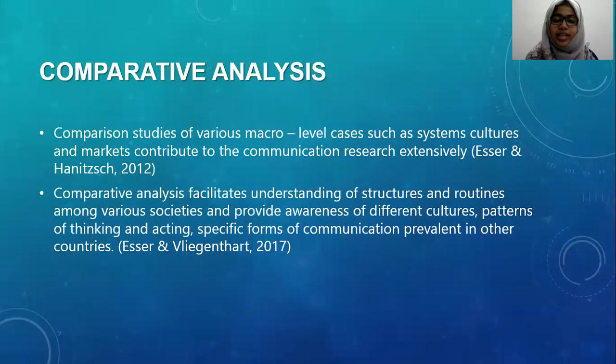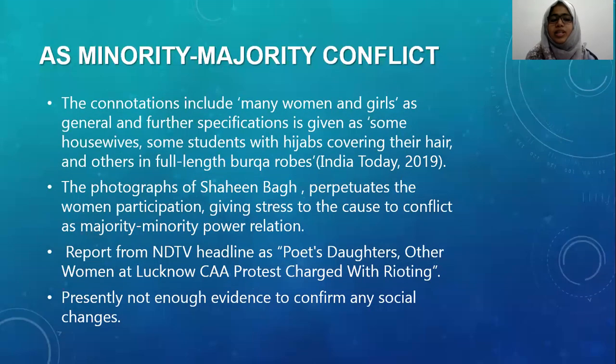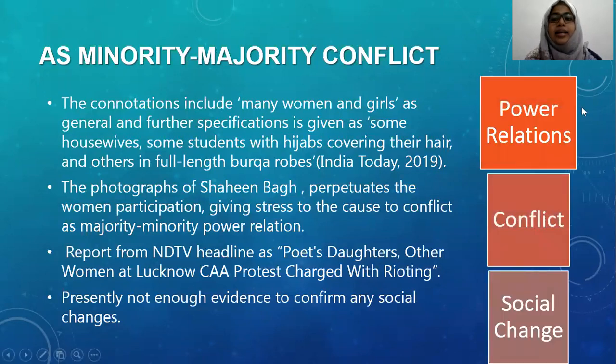So this study gives a comparative analysis between various frameworks through which an audience could understand any social conflict, such as the CAA protest. The first model is the minority-majority conflict model put forward by Dr. Stanley Edison, and its postulates were concerned with power relations, conflict, and social change. This model did not have enough evidence to confirm any social change that happened in this protest.